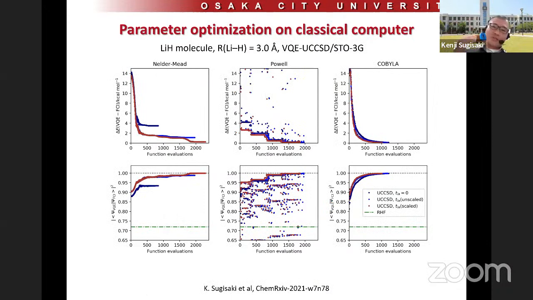And also, we have to perform the variational optimization of parameters. This parameter optimization is usually performed by using gradient-free or gradient-based approaches. And the selection of the optimization algorithm is very important. This is the result of a VQE simulation of the hydrogen molecule with the H-H bond distance equal to 3.0 angstrom. So the H-H bond is almost dissociated.